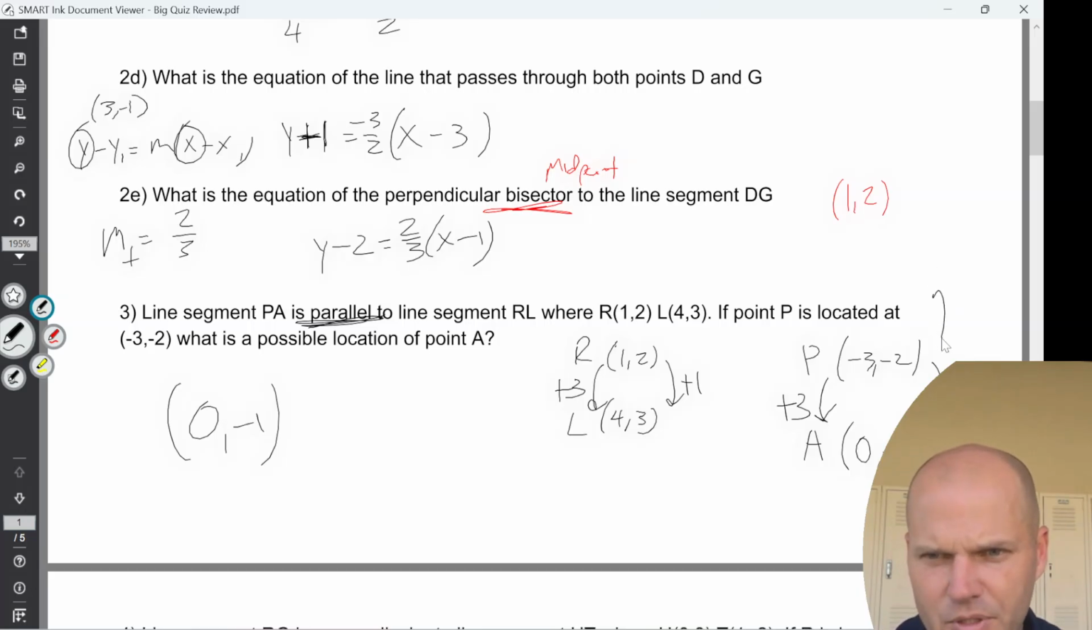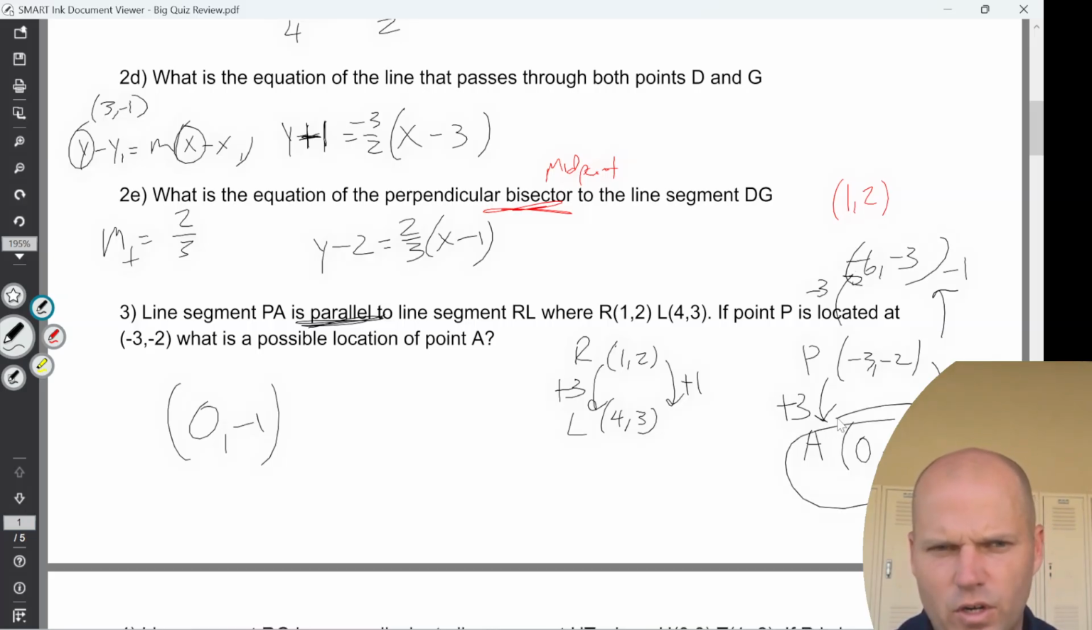I could also go in the opposite direction: instead of adding 1, subtract 1, and subtract 3 to get to -6, -3. But 0, -1 is totally fine for a possible location of point A.